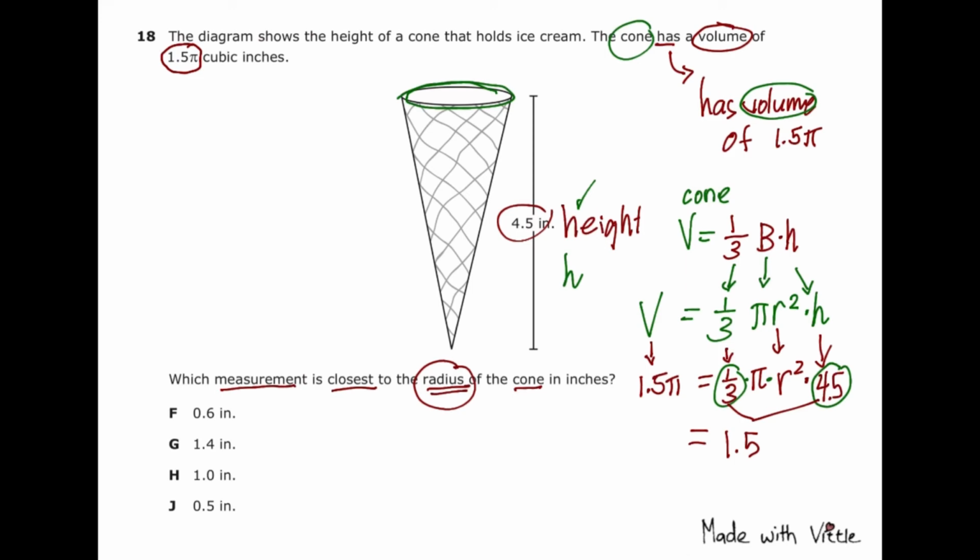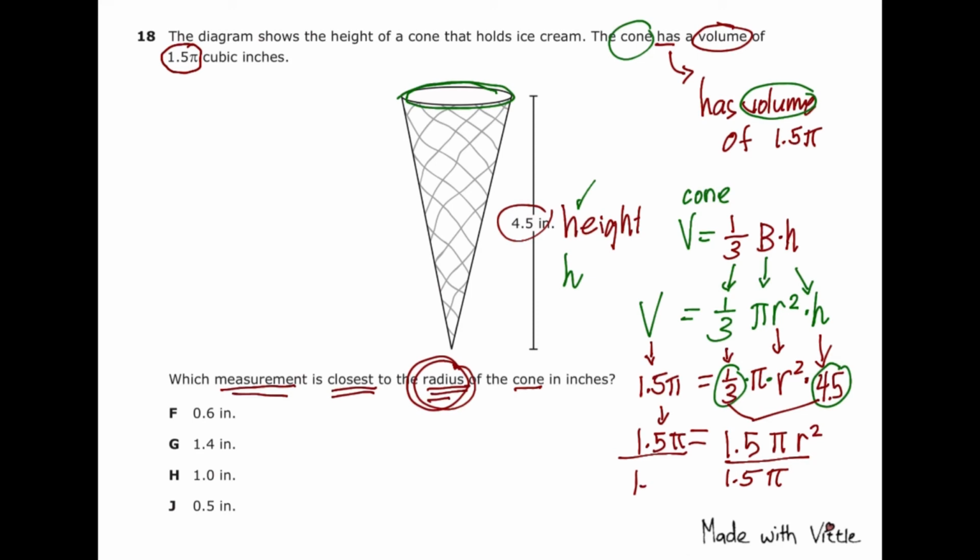Bring down everything else. Remember that we want that r squared alone because that's the radius that we're trying to look for, the measurement closest to that radius. So you want to cancel out 1.5 pi on this side. Divide by 1.5 pi, together with the pi, so the r will become alone. You have to do the same thing on the other side here.